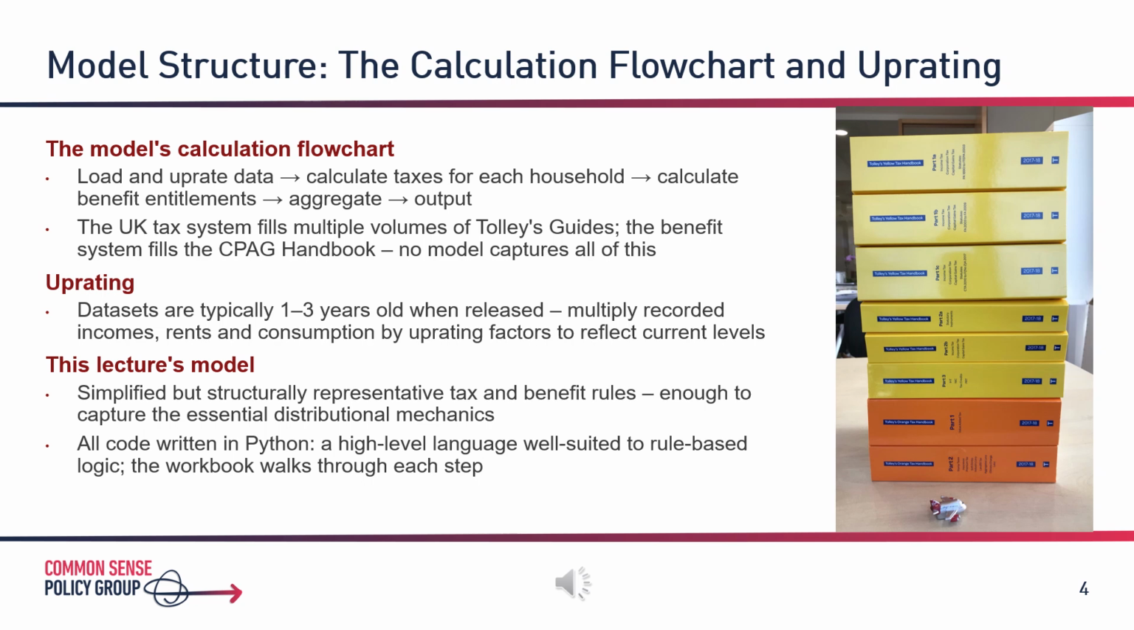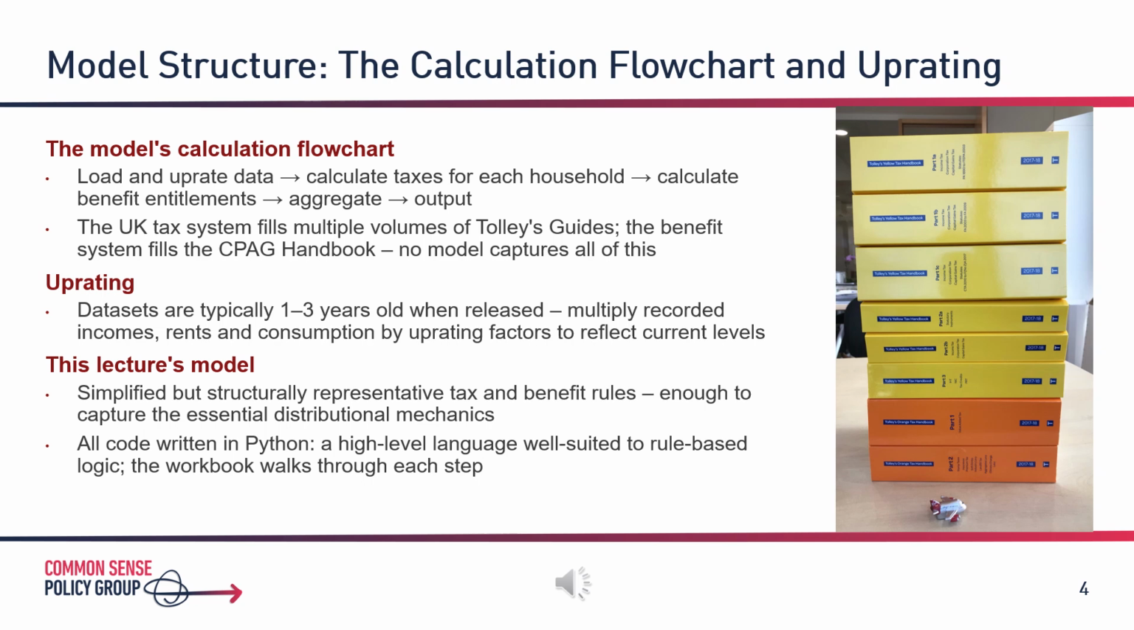The model flowchart traces the logic: load the dataset, uprate incomes and prices to the current period, calculate each household's income tax liability, calculate their benefit entitlements, and aggregate across the population. This sequence must be followed in order because later calculations depend on earlier ones. Benefit entitlements often depend on net income after tax, which means tax must be calculated before benefits.